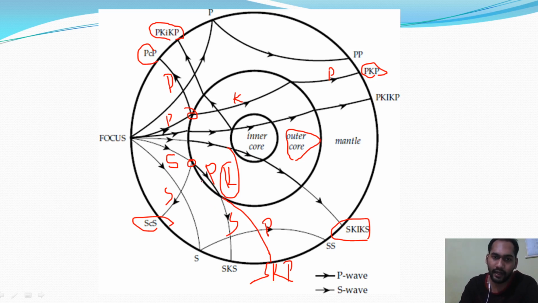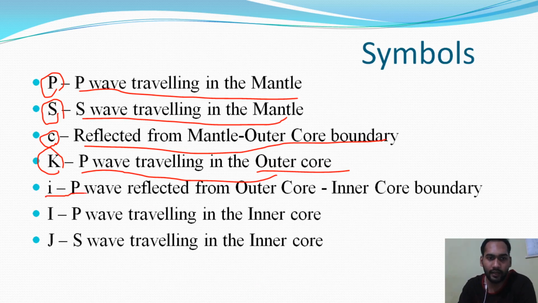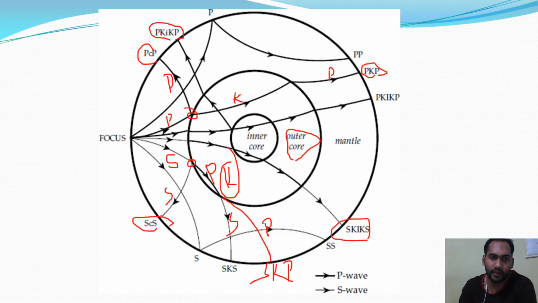If it will come as S, then S, K, S. Okay. So the next symbol is small i. What is small i? Small i is a P wave reflected from the outer core, inner core boundary, the Lehmann discontinuity, right? Here you can see PKiKP. That means the P wave traveled through the mantle, then here it becomes K, then here it is reflected from the outer core, inner core boundary, so small i, then K, then P.